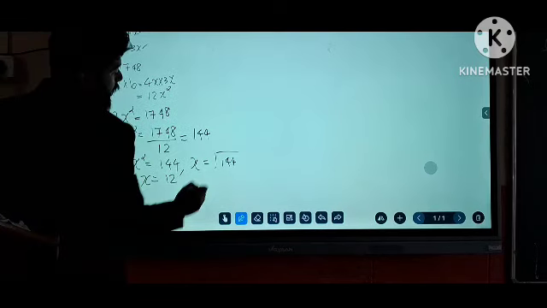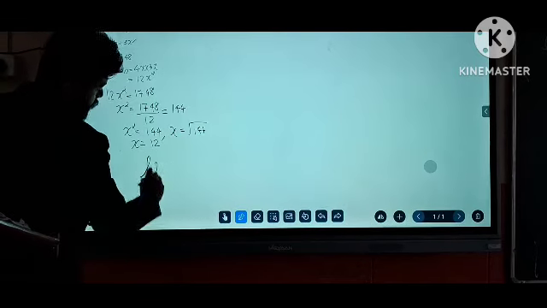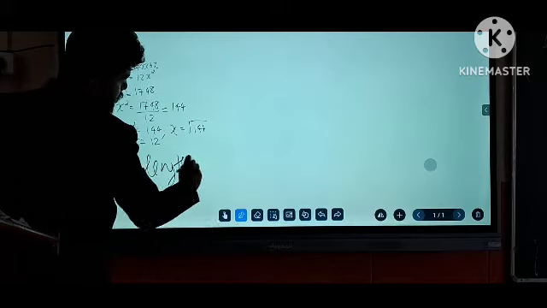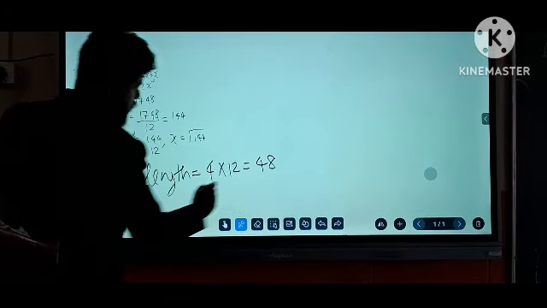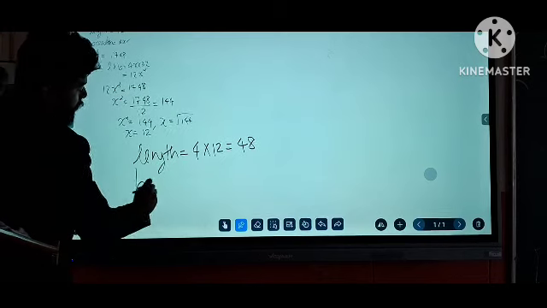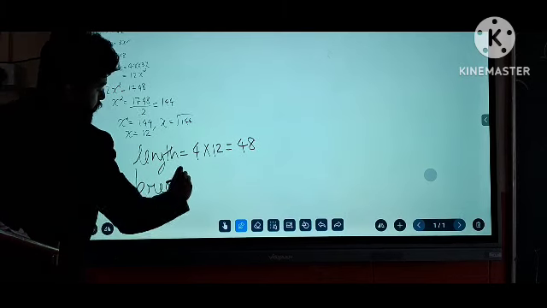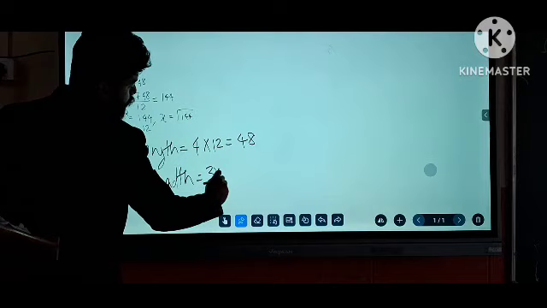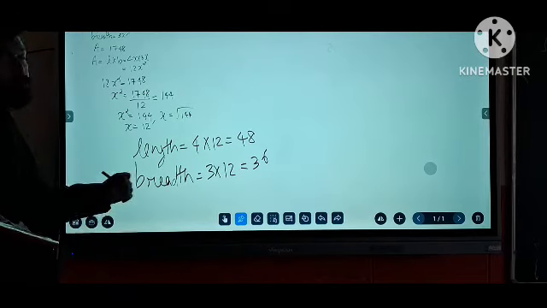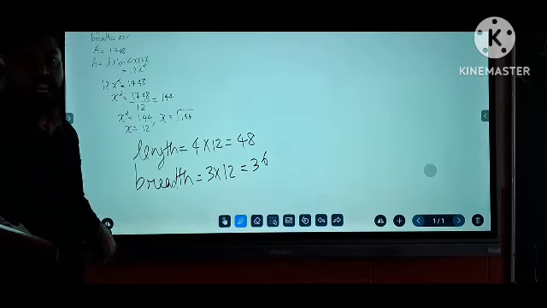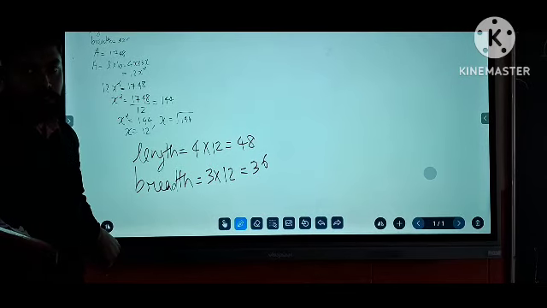So length is equal to 4 into 12, that is equal to 48, and breadth is equal to 3 into 12, that is equal to 36. Now we have 48 and 36 as the length and breadth. Is that clear to everyone?